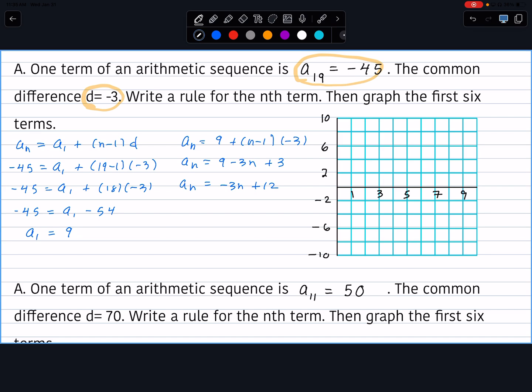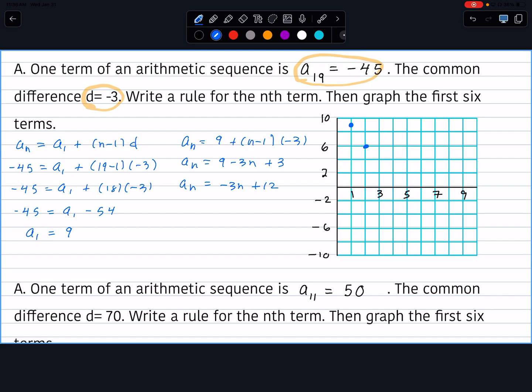So we were asked to graph the first 6 terms. So let's see what we got here. Using our formula, well, the first term is actually given. It's 9. So we have the point (1, 9). The next term, I think you guys would agree, if I plug in 2 into our formula, I get negative 3 times 2, which is negative 6, plus 12, which is positive 6. So right here.